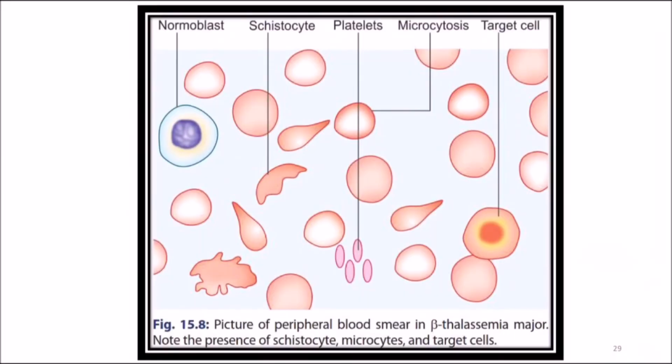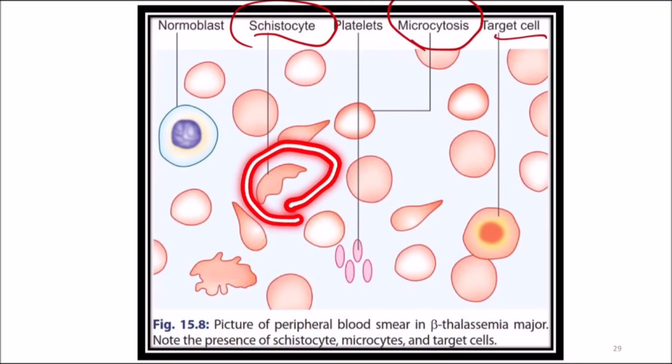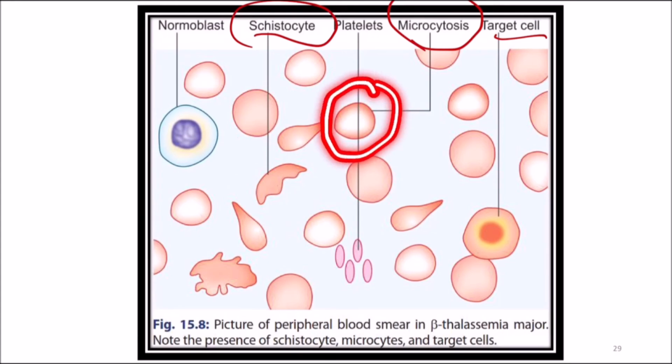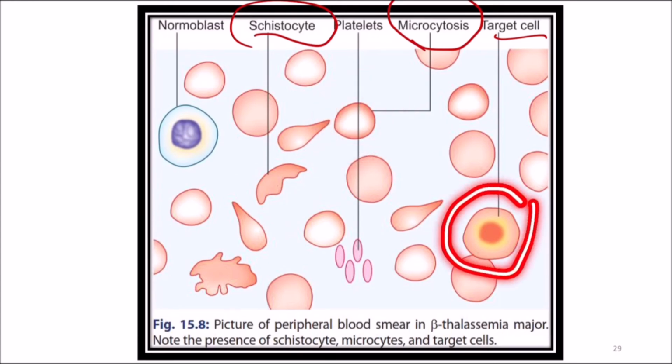Thalassemia is a type of microcytic hypochromic anemia, and iron deficiency anemia is another example. This is the picture showing the peripheral blood smear in beta thalassemia major. You can see the presence of cystocytes, microcytosis, and target cells here.